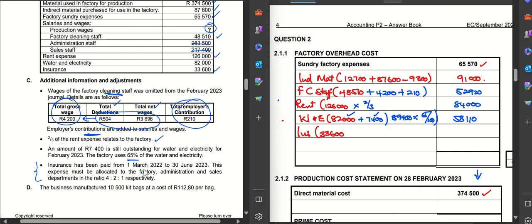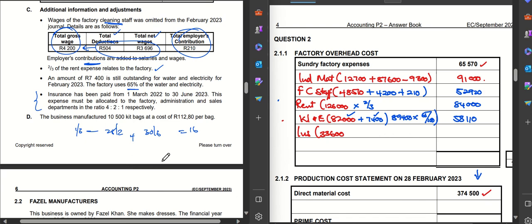Insurance has been paid from 1 March to 30 June. Remember, it should have been from 1 March to 28 February. So once we pay to 30 June, that means we've paid 4 months in advance. In total, we've paid for 16 months. The quickest way was to simply say the insurance amount, which is 33.6, multiply this by 12 over 16 because we want the 12 months.